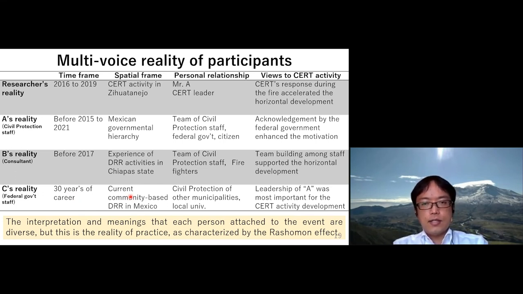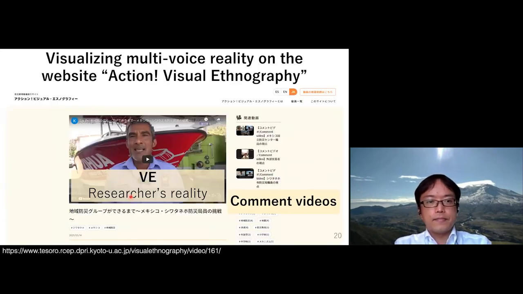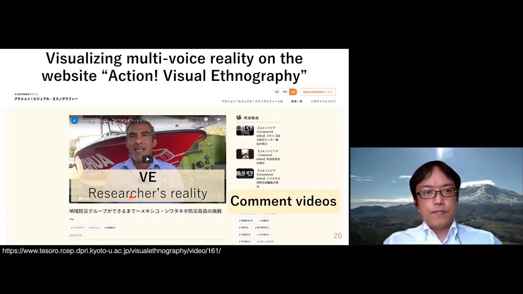So actually, it is the same action research, the same event from 2016 to 2019. How they understand this action research is quite different. So it means that this action research, through the development of the visual ethnography films and the making of these comment videos, is now representing the multi-voice reality of this action research. So visualizing multi-voice reality is also an important thing.